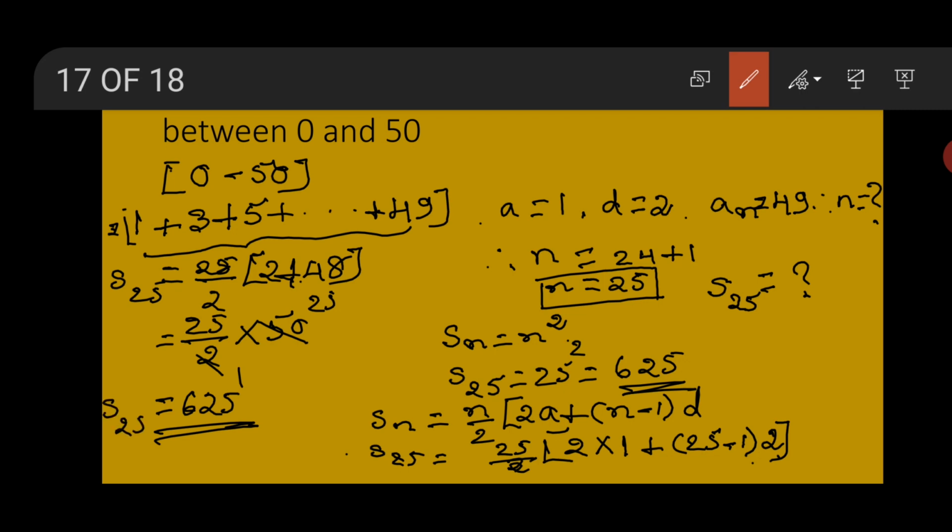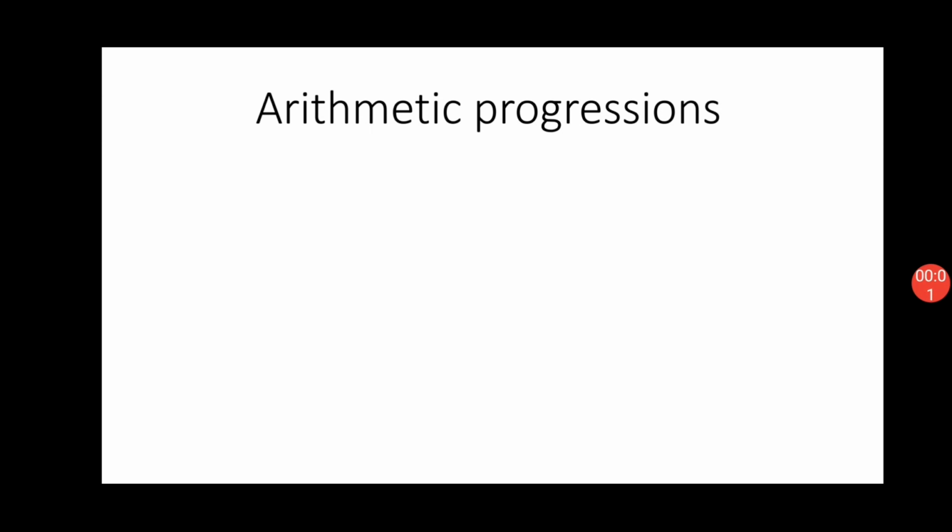So sum of first odd integers between 0 and 25 is equal to 625. We can use both the formula. Did you get this? Yes. Yes, children. Now let us summarize the chapter arithmetic progressions.